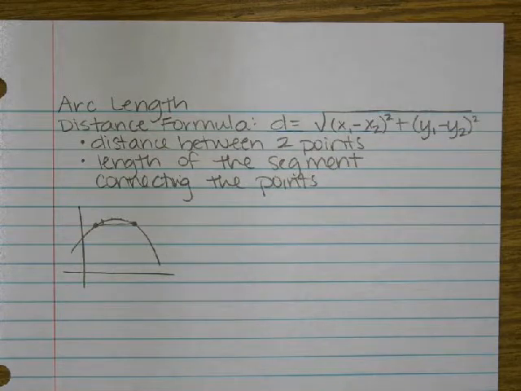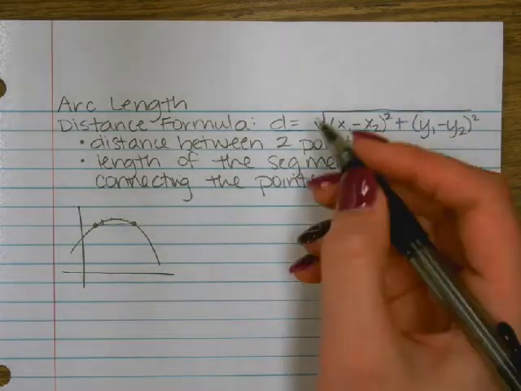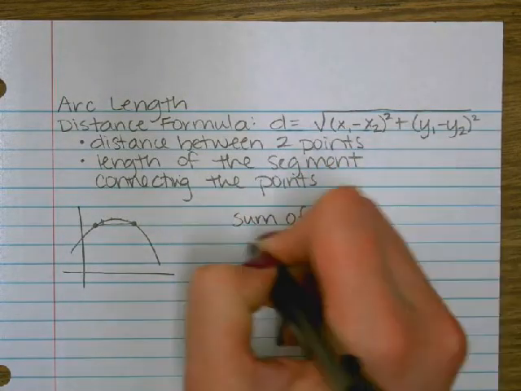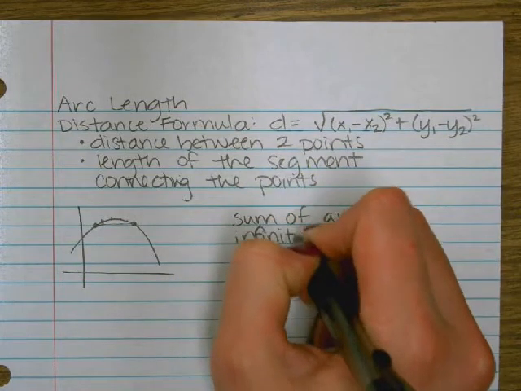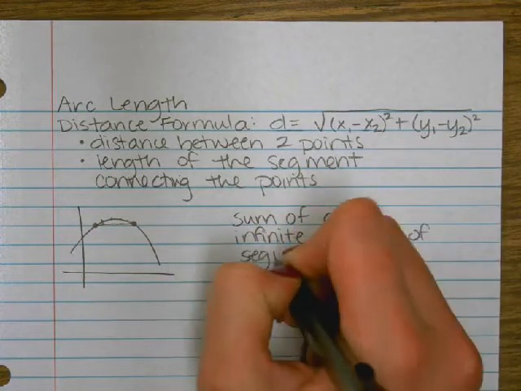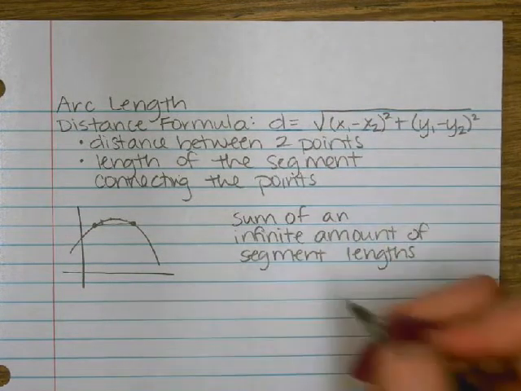So eventually what we said with the area underneath the curve is that we were taking these integrals where we had infinitely many rectangles, and then the area underneath our curve was an exact answer rather than an approximation. So what we want to do is the same thing, but with segments. We're going to say that the sum of an infinite amount of segment lengths will give us the length of the curve.